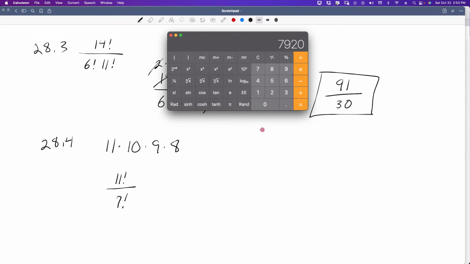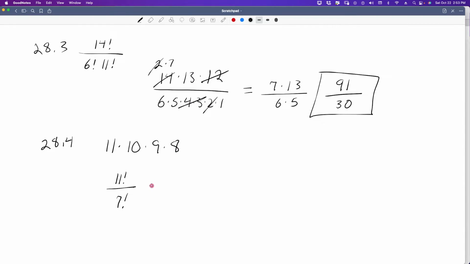That's a little bit faster than multiplying all of these together. So that would be 7920. Don't forget the 9, Tracy. And we can double check that. So 11 times 10 would be 110, and 9 times 8 would be 72. So that would be 220. 770 would be 7920. So they match.